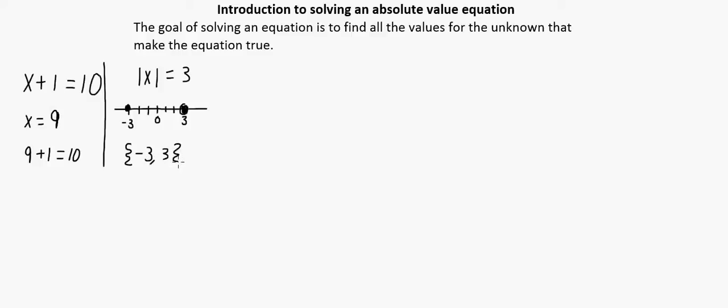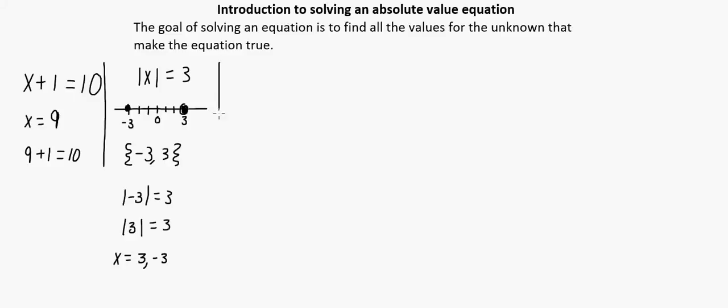And this is pretty easy to verify. If I plug in the absolute value of negative 3, it of course equals 3, just as the absolute value of 3 equals 3. So here we found the solutions. There are two solutions, x equals 3 and x equals negative 3. Those are the two solutions to this equation.